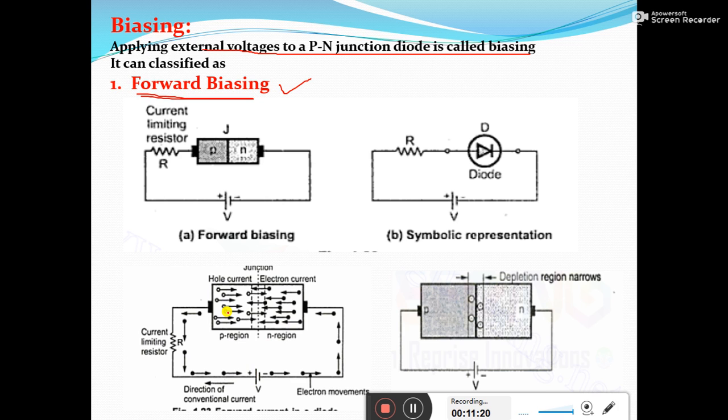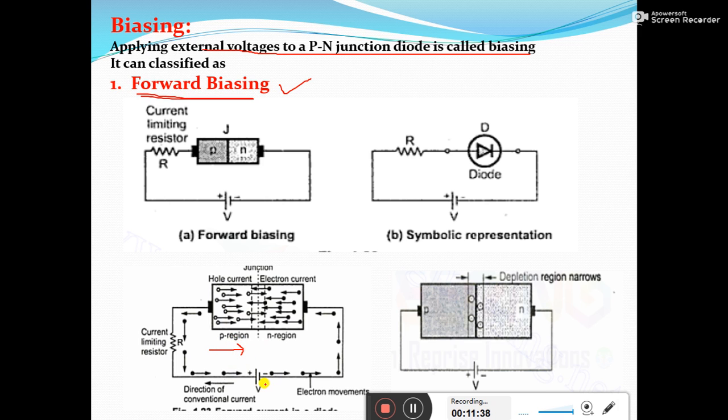From Coulomb's law, we can say that the same charges try to repel each other. This positive potential source will try to push these holes towards the junction, and the holes will try to move towards the junction.